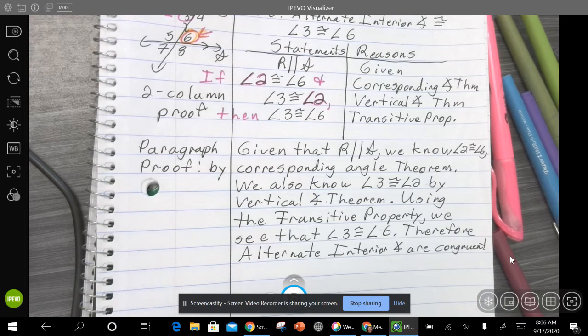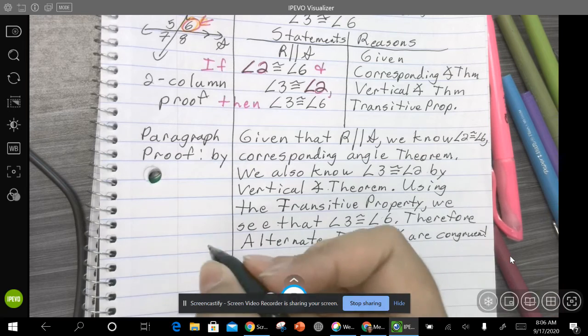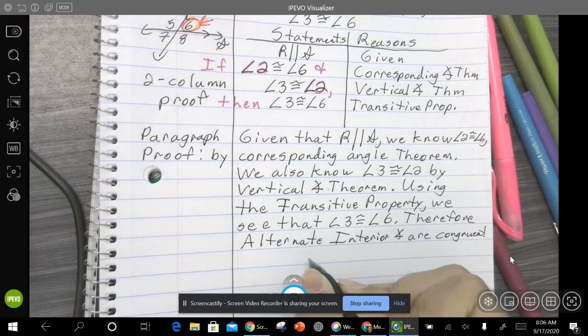Okay, so let's go through a couple examples of making the lines parallel. So let's look at some of these. So let's say that we have one that's like this.